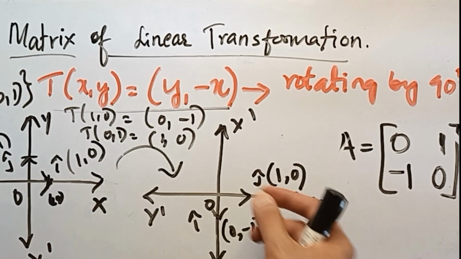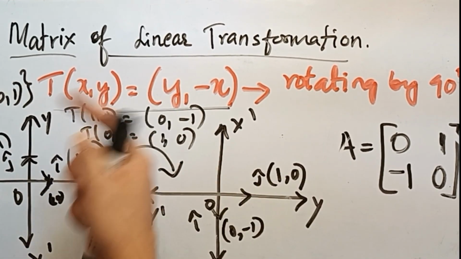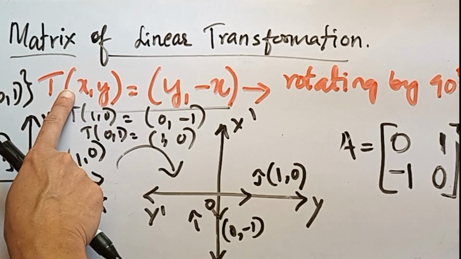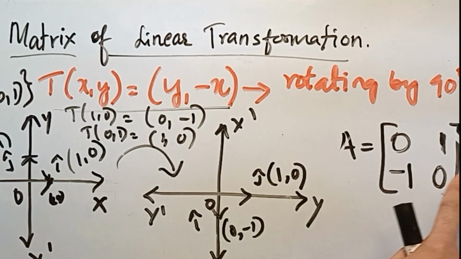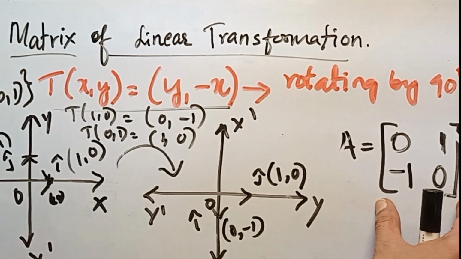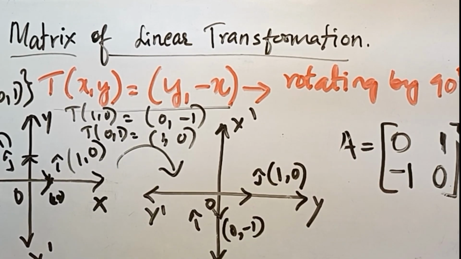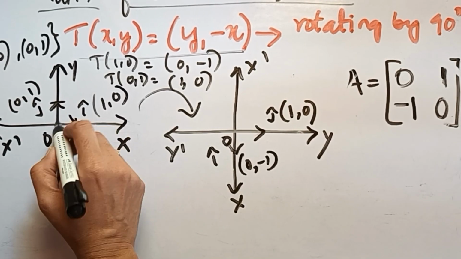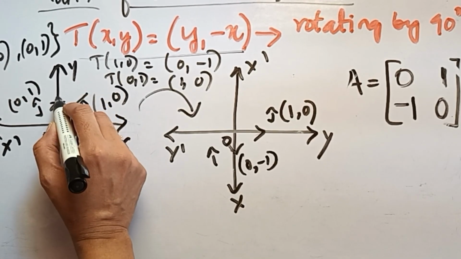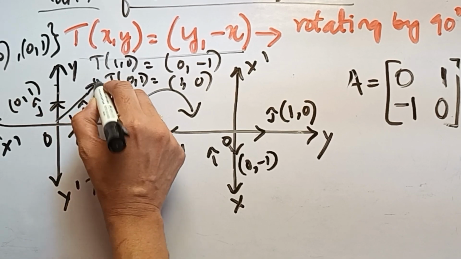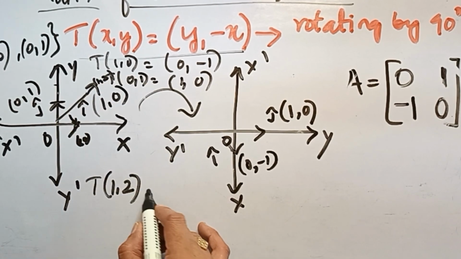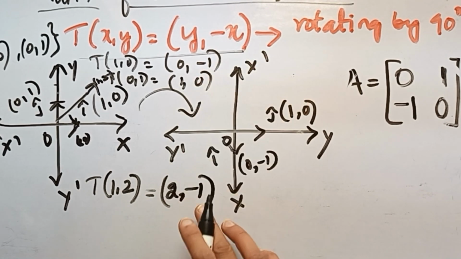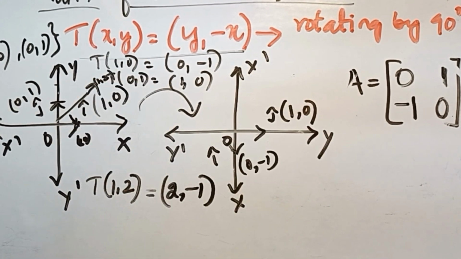So if you want to check where (1, 2) goes to, either you can put it in this transformation, or else you can directly multiply the vector (1, 2) with this matrix. See, for example, look here, T of (1, 2). This is one random vector. (1, 2) comes somewhere over here. This is (1, 2). T of (1, 2). After applying the transformation, what is its new position? (2, minus 1) as per the definition of this transformation.